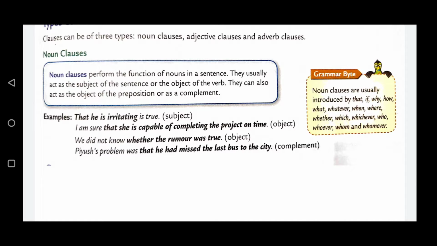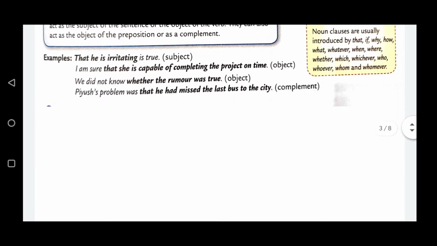In the grammar bite you can see noun clauses are usually introduced by that, if, why, how, what, whatever, when, where, whether, which, whichever, who, whoever, whom and whomever. Now all these are subordinators. They may be used for adjective clauses also, or they may be used for adverb clauses also. But if they are answering the question what, to the main clause or to the verb, then they are noun clauses. It's very simple. They should answer the question what and you get your noun clause.